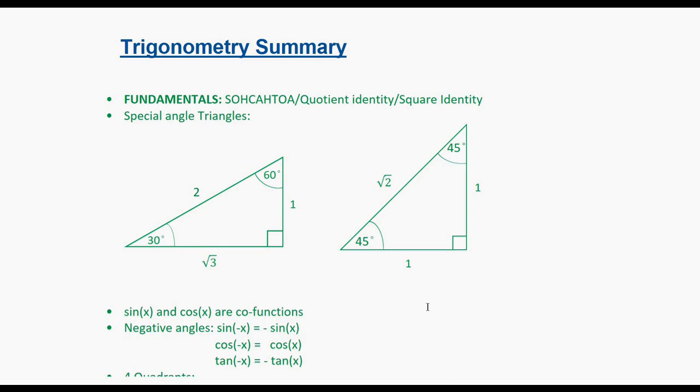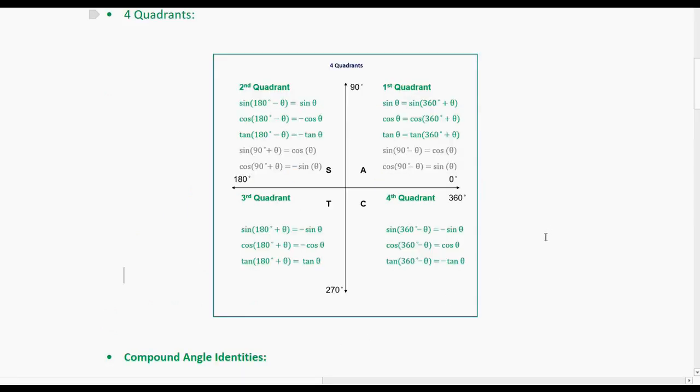Then I covered the four quadrants, which are an important tool for knowing how the trig functions would be affected for angles between the four ranges of values: 0 to 90 degrees, 90 to 180 degrees, 180 to 270 degrees, and 270 to 360 degrees. In the first quadrant, all trig functions would give a positive value, and in the second quadrant, only the sine function would give a positive value.